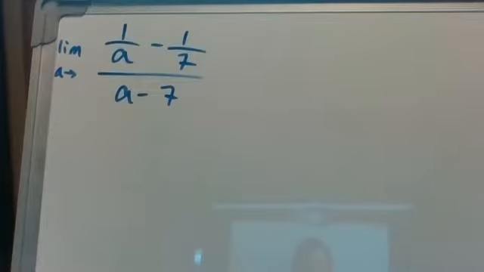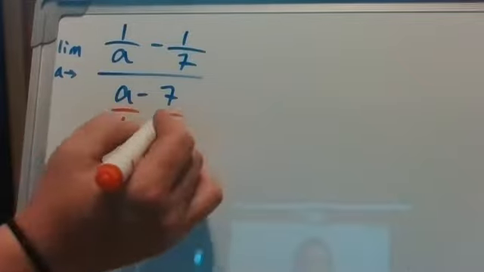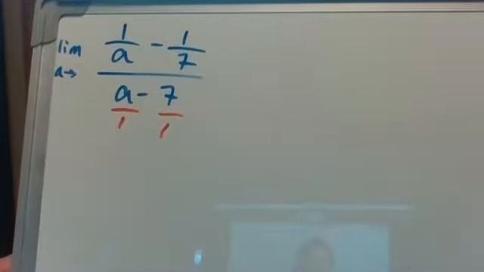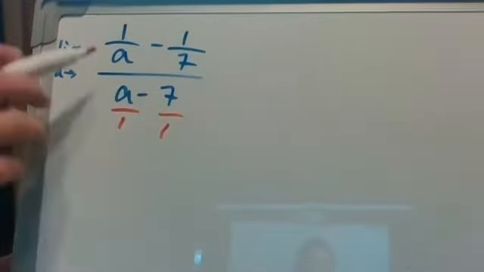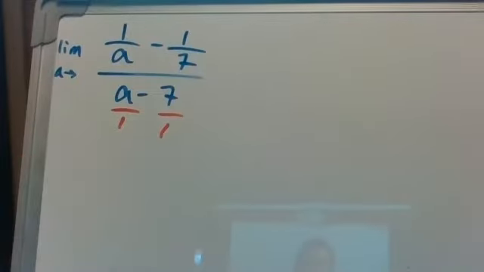All right, so when you have a complex fraction like this, what you want to do is simplify the complex fraction. And the way that we do that is by multiplying each individual fraction by the LCD of all the fractions. So I'm looking at A, 7, 1, 1, and we want to multiply by the LCD. So that'll be 7A for us.